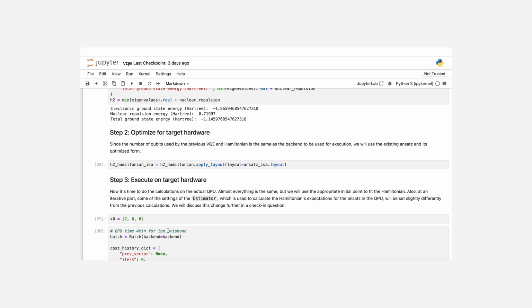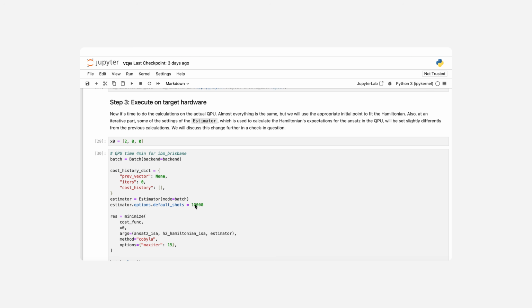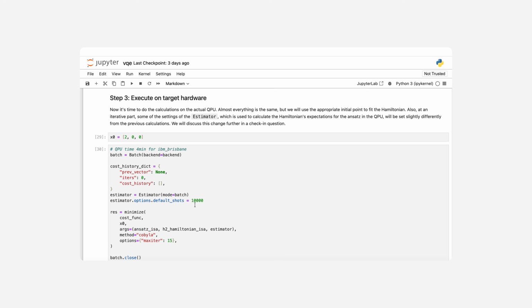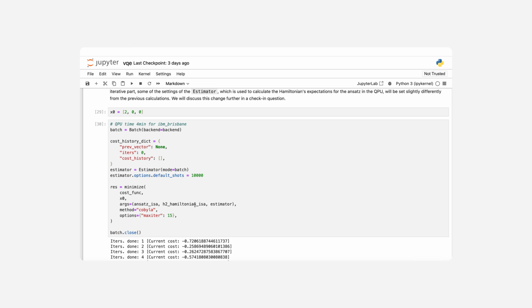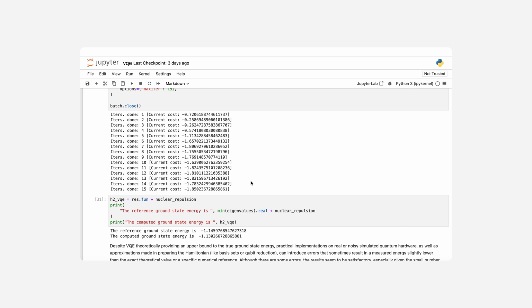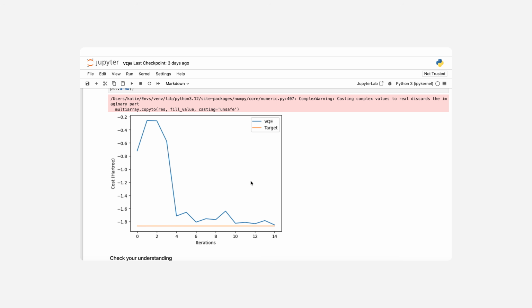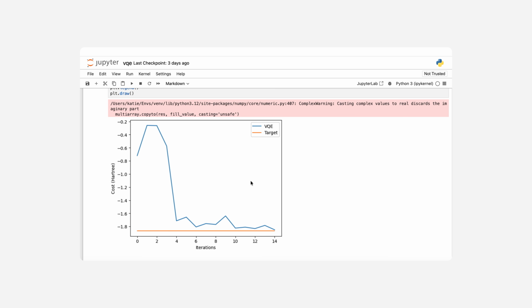We optimize and execute as before, this time allowing 15 iterations instead of 10 to give the optimizer a little more room to converge. The result, a computed ground state energy of -1.130 Hartree, close to the reference value. As before, we can visualize the optimizer's convergence across all 15 iterations, watching it home in on the minimum.